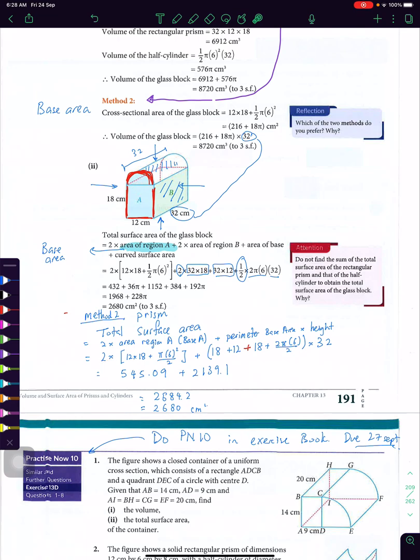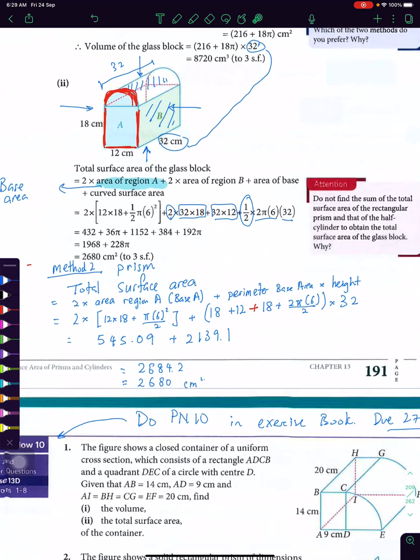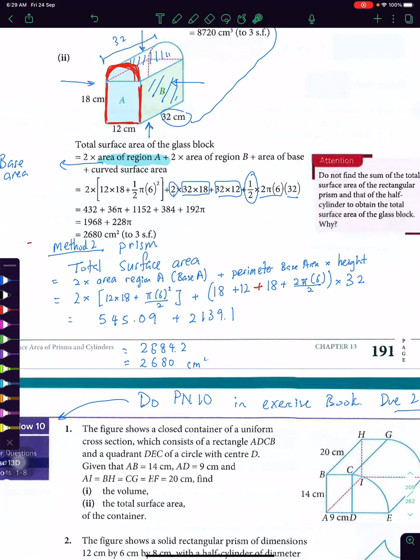Now, plus, the next one will be the perimeter of the base area. So basically, I take this length plus this length plus this length plus this length. So you can see I take 12, 18 plus 12 plus 18 plus the circumference of a half circle over here, and then I multiply by 32. Alright, so I work these 2 numbers out, I will get a 5 SF, and then I will get a 3 SF answer. Okay, so teacher, please pause the video here to let students take down this part.